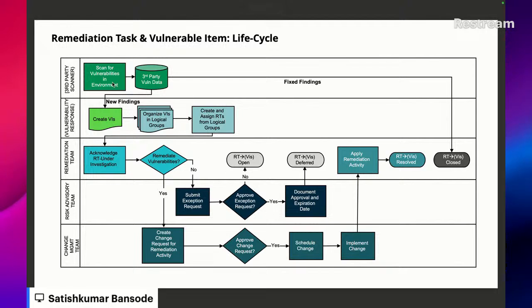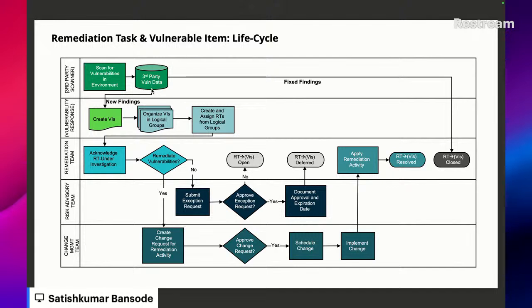So I think this is the life cycle which will give a clear idea on how tasks are remediated. This is basically the life cycle of the remediation task and the vulnerability items. At the start, we have our scanner in place for our environment, and we have the third-party data. For example, let's say you have a call list, and from it you're pulling all the assets and vulnerabilities for those assets.